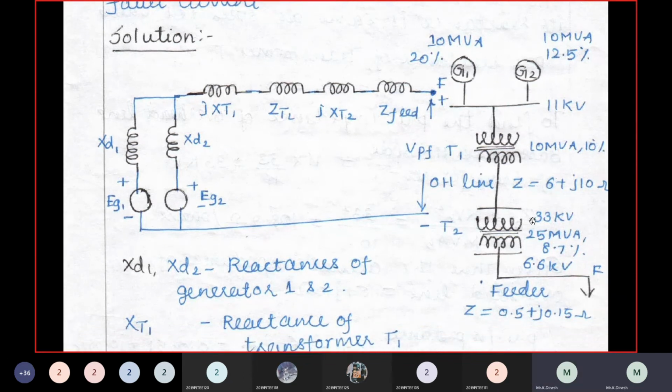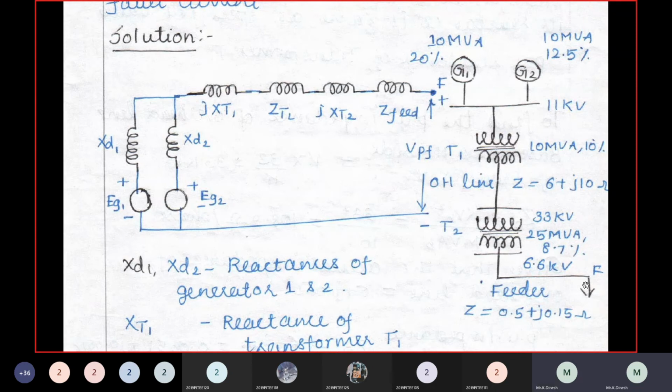And you have the 2 series transformers, T1, T2. 11 kV is your primary side, the secondary side we have 33 kV, so it is an 11 by 33 transformer. In between transformers T1 and T2, you have the overhead line with impedance 6 plus J10. The transformer rating is given as 10 MVA, 10%. Likewise, for T2, primary is 33 kV, secondary is 6.6 kV, a step down transformer, 25 MVA, 8.7% reactance.